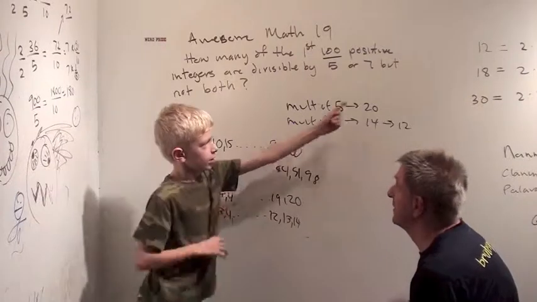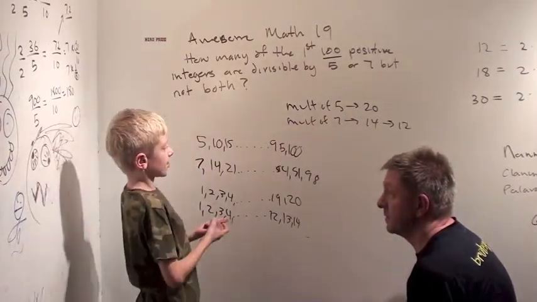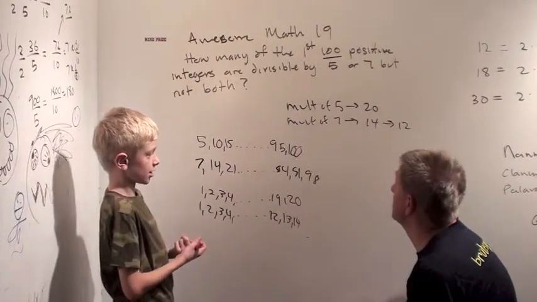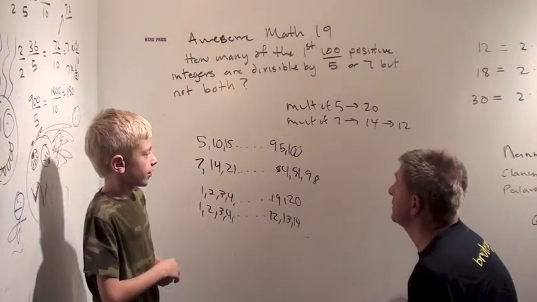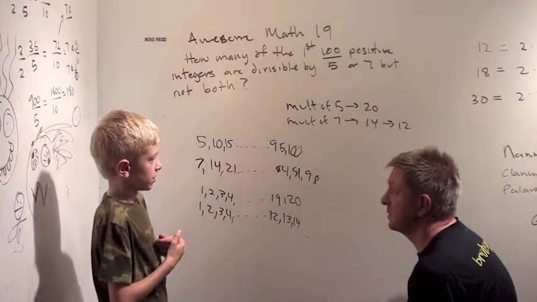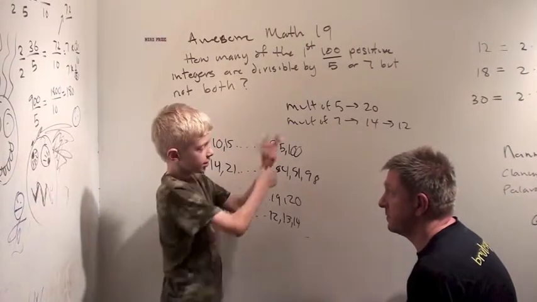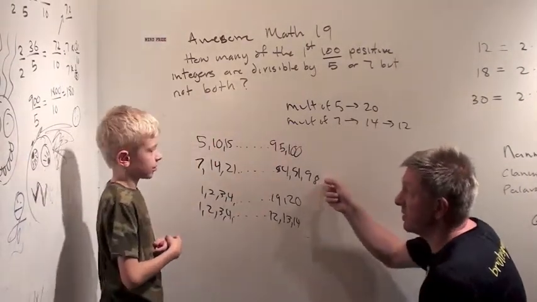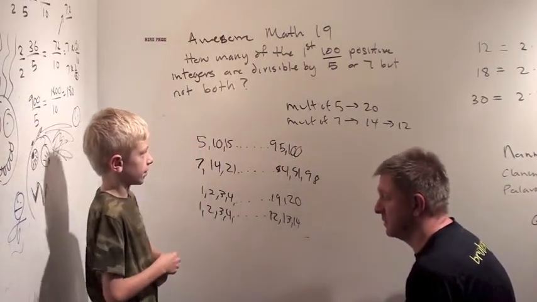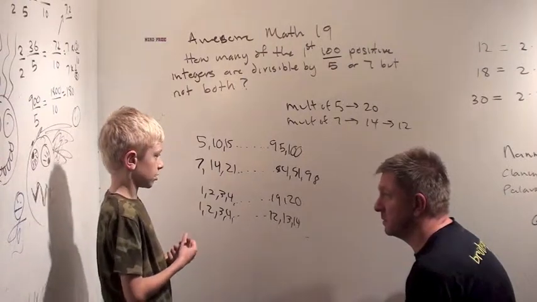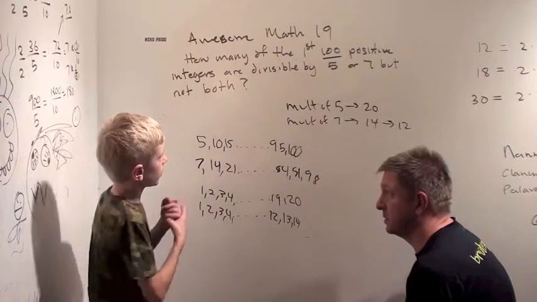Now we have to do the same for the multiples of 5, the ones that are divisible by 7. So 7 and 14 are the ones we need to cross out from the multiples of 5. I mean, 5 times 7 is 35.